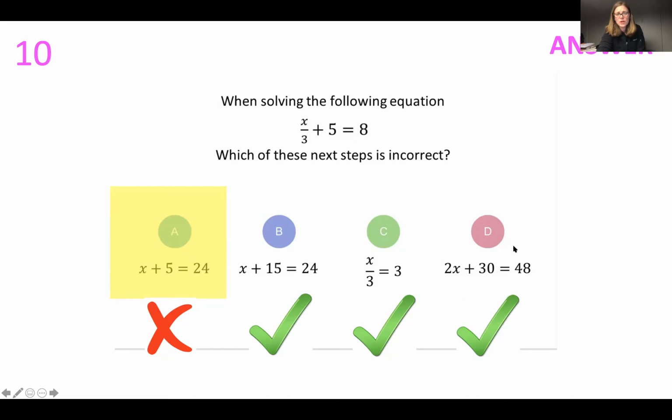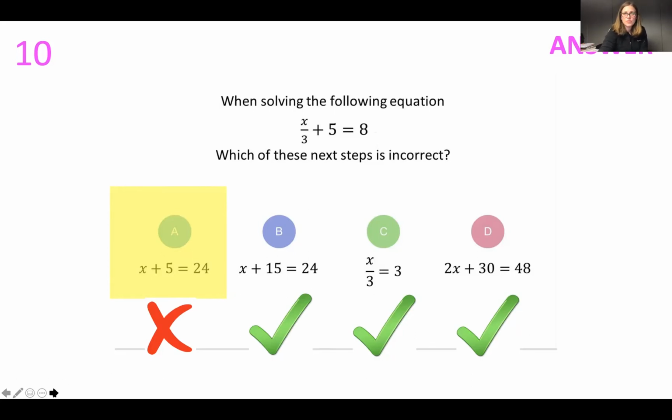Or this one, you've multiplied by 6. So x divided by 3 multiplied by 6 is 2x. 5 multiplied by 6 is 30, and 6 8s are 48. So there you go. That's your last one.